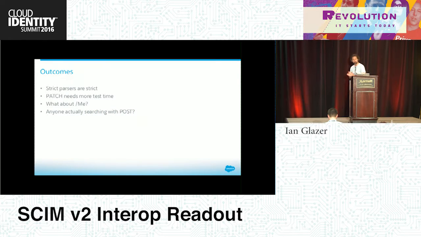Couple of outcomes. Strict parsers are strict. Yeah. So if you look at the email threads, it's sort of, "Ian, your schema looks like crap." And that's basically the subtext.